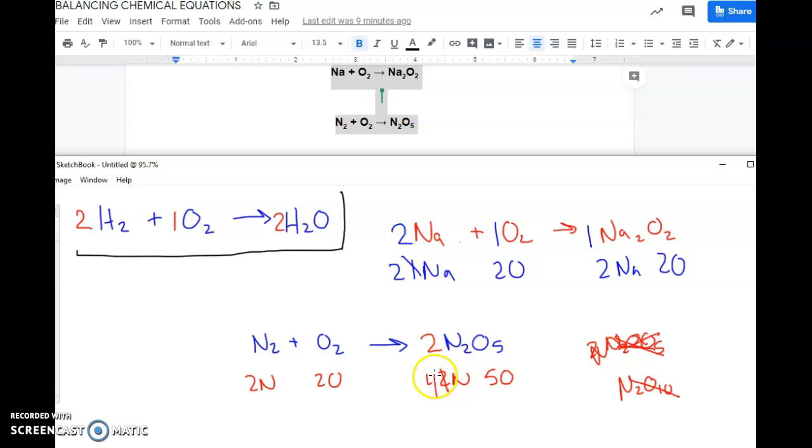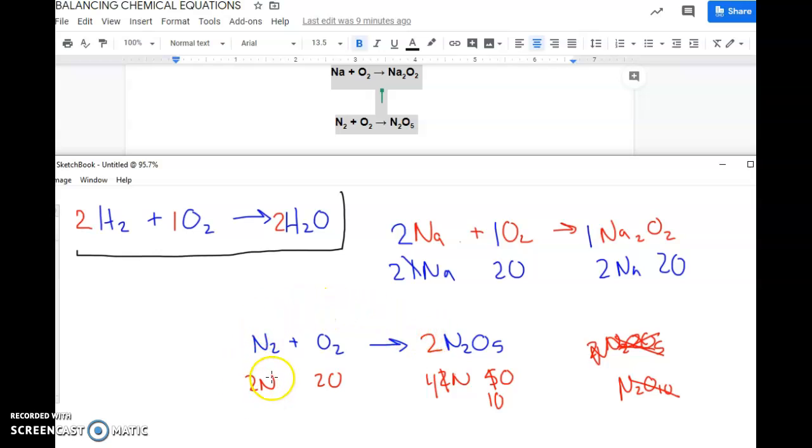I've made that into 4, and I've made that into 10. They're both even numbers. Even numbers are much easier to balance than odd numbers. So let's go to the other side and see what we have to do. So by changing my oxygen from 5 to 10, I have also changed my nitrogen. So I'm going to go over here and see that nitrogen is 2.